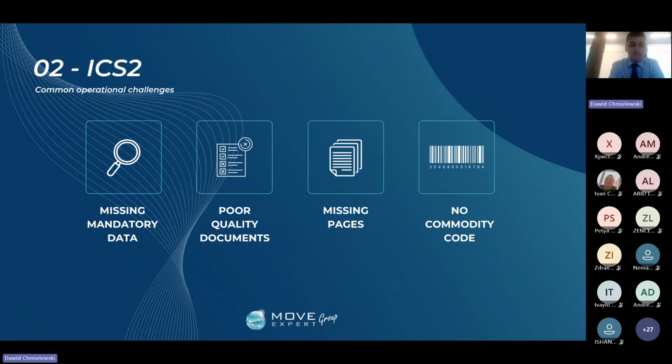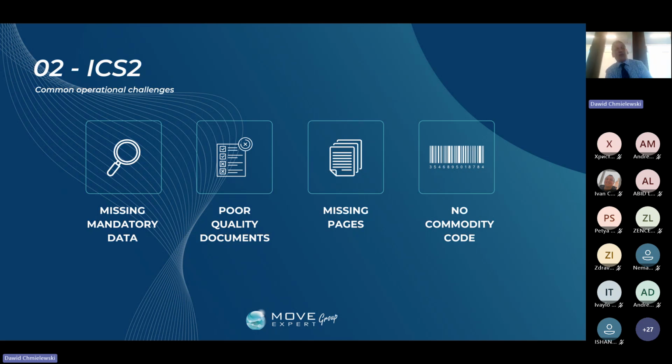ICS2. ICS2, which is Import Control System, second iteration, is the European safety and security system. All goods entering the EU, regardless of the border, will have to have ICS2. It's a safety and security declaration that informs border force and customs agents throughout all of Europe of the potential dangers of goods being transported.